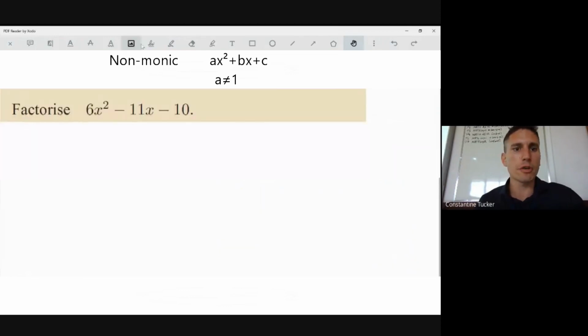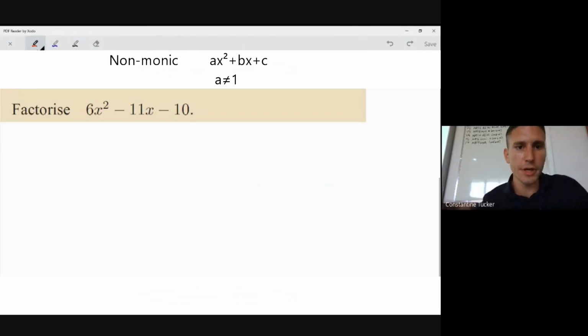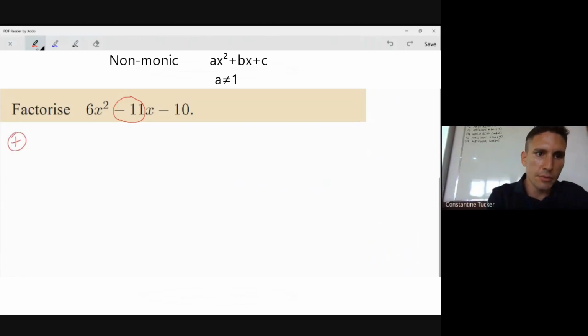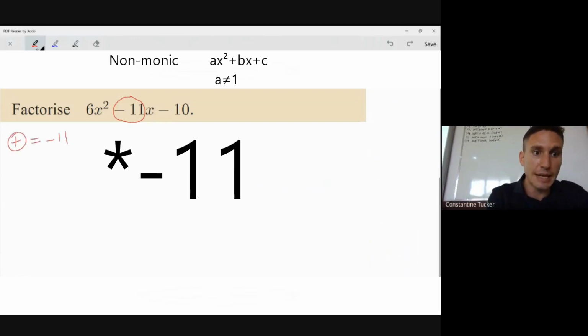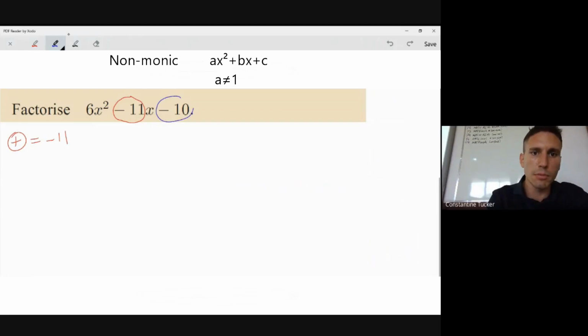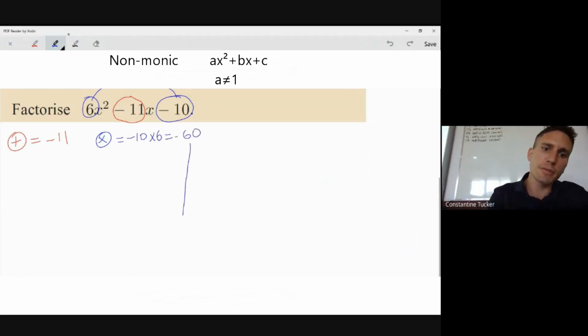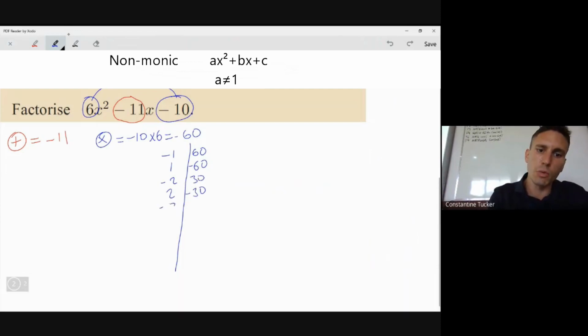Okay, let me show you very quickly how we'll do the second one. I'm going to go a bit faster here, so bear with me. The two numbers that we need to find now need to add to give us 11, and we want those same two numbers to multiply to give us 6 times minus 10, which is minus 60. So minus 60 means one of them will be negative and the other one will be positive. So I'm going to write down all the possible pairs of whole numbers which would multiply to give us minus 60.